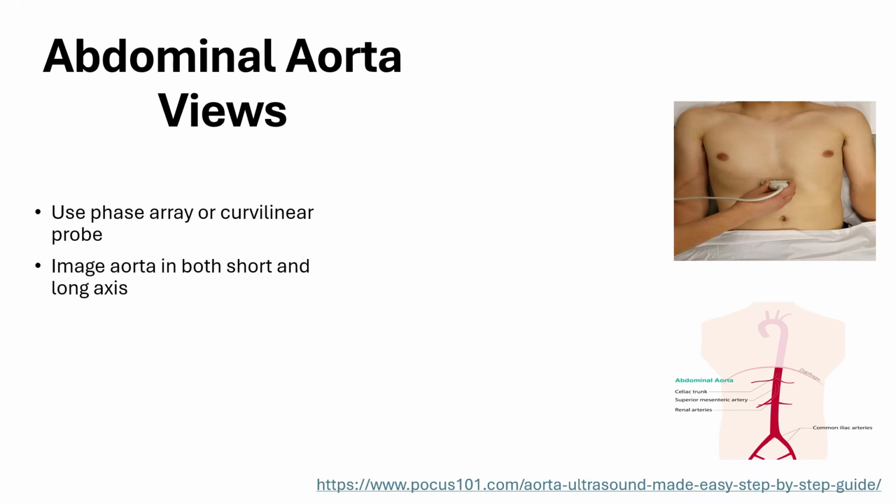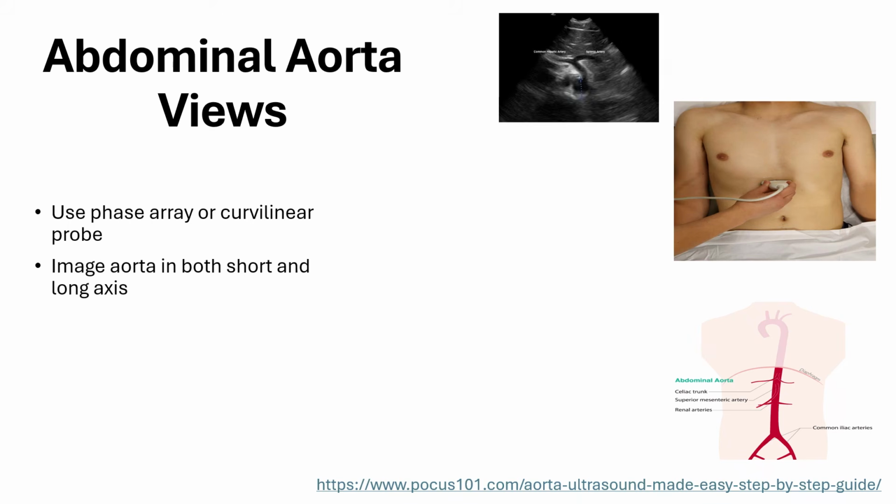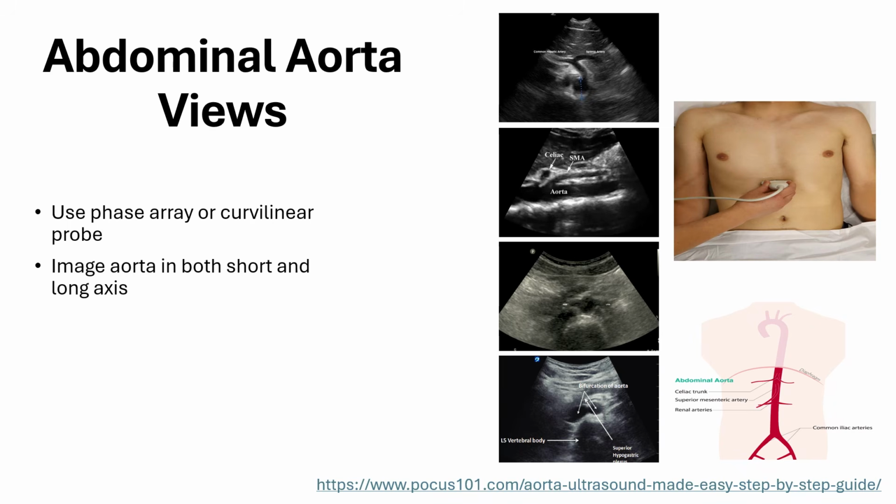Again, for abdominal aorta, you can either use phased array probe or curvilinear probe. You want to image the aorta in both short axis and long axis. Here you have different images with anatomy delineated for you and labeled. Please feel free to pause this video if you need more time to review this concept.